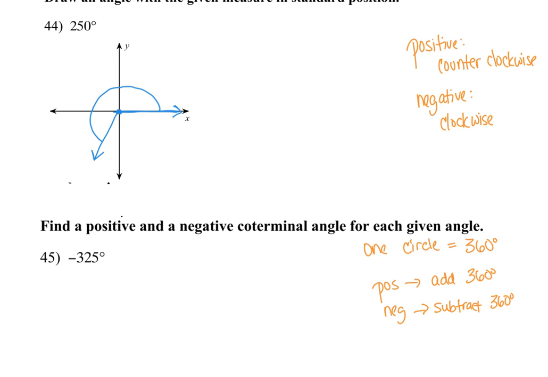We also learned about coterminal angles. That just means they end at the same spot. So they have given me an angle. An entire circle is 360 degrees. And so I'm just going to take what they gave me and add 360 and subtract 360. So to get my positive angle, I'm going to say negative 325 plus 360. That's a positive. To get a negative coterminal angle, I'm going to subtract that 360. And there's my negative.